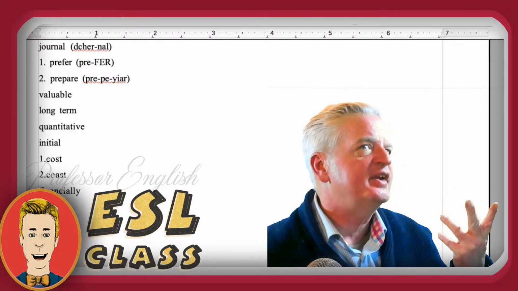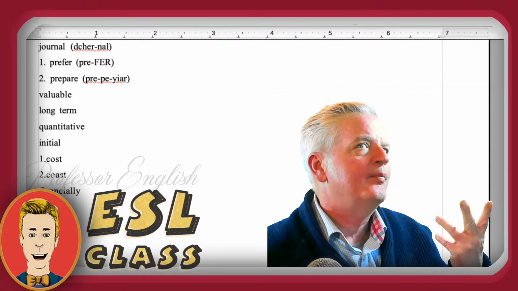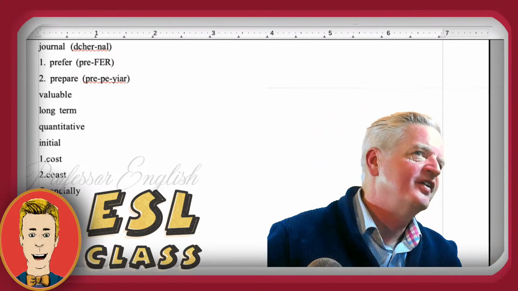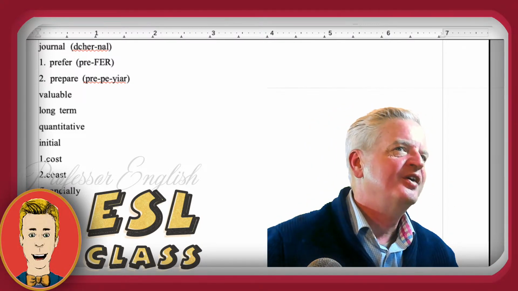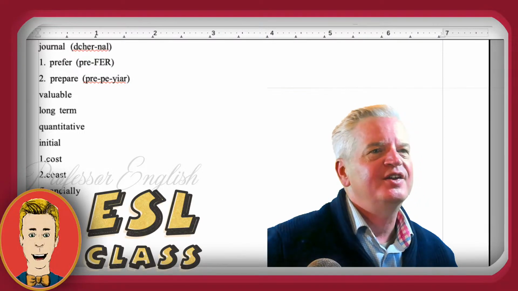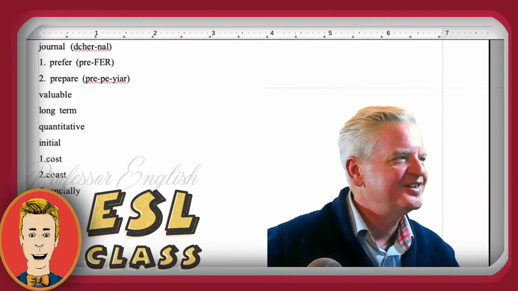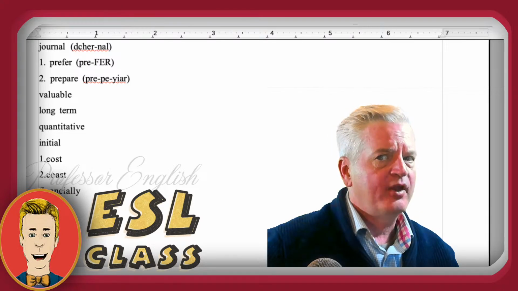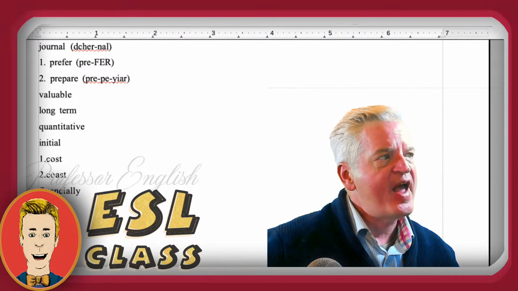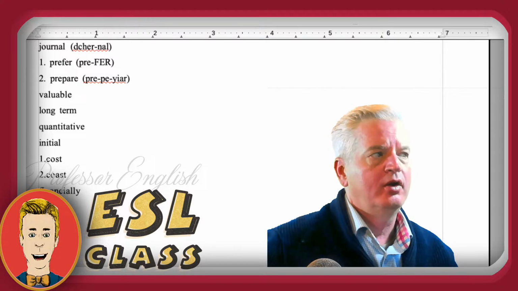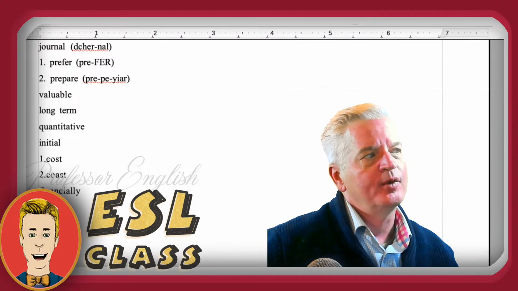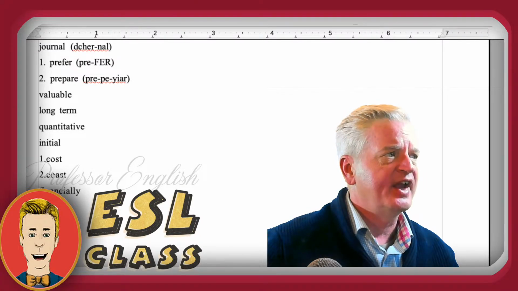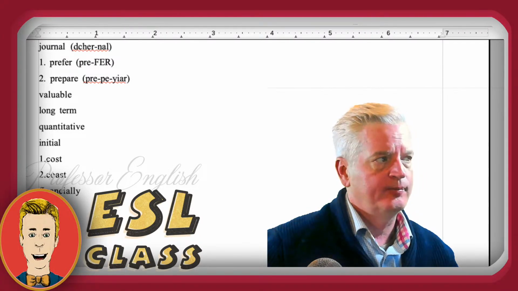I think an F is a P, but you don't spit out the air. Prefer. You let it go out very slowly. But when you say prepare, you're really spitting it out. It's disgusting. And the vowel sound is different. Pair. Prepare. Number one is prefer. Very simple sounds. And number two is much more complicated. It's prepare.